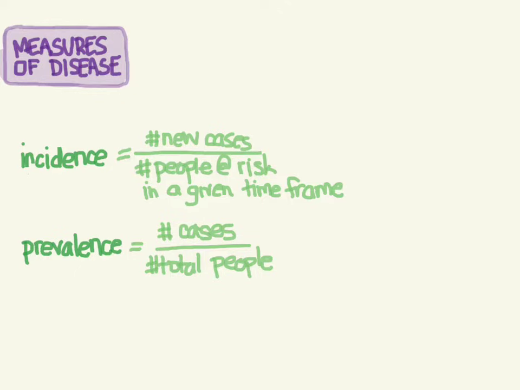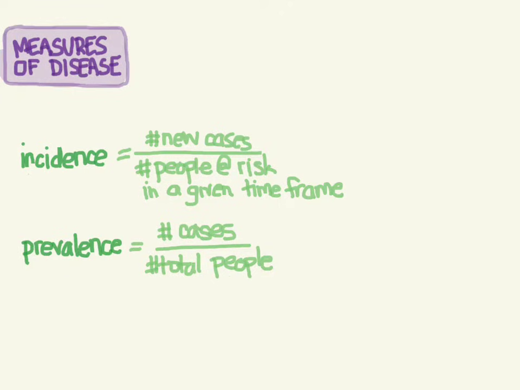Let's talk about measures of disease, and we're going to start with incidence and prevalence. And why don't we start with the definitions of these two terms? So, incidence is the number of new cases that have occurred in a given time period over the number of people at risk in that given time period. And prevalence is the number of cases over the number of total people.